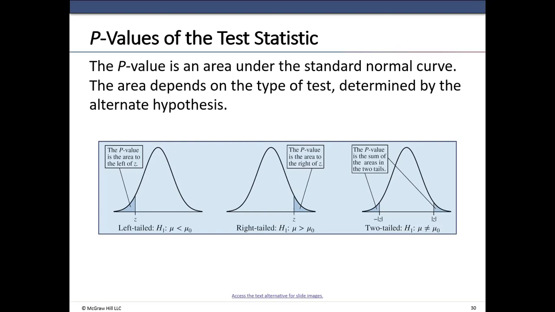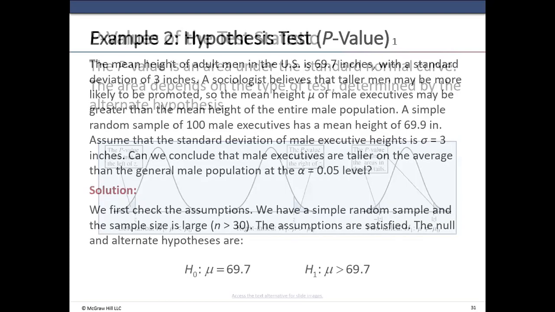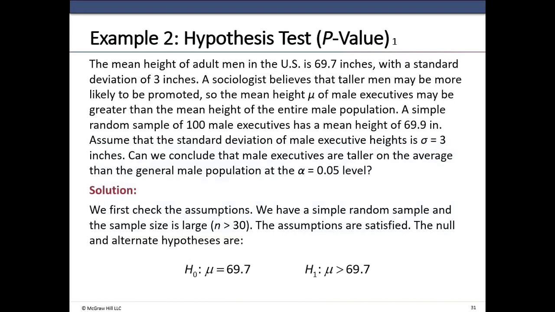And if it is a two-tailed test, remember in a two-tailed test the alternate hypothesis is not equal to, we calculate a z-value. If the z-value is in the right tail, calculate the area to the right of that z and multiply it by 2. Okay. So let's do this problem.